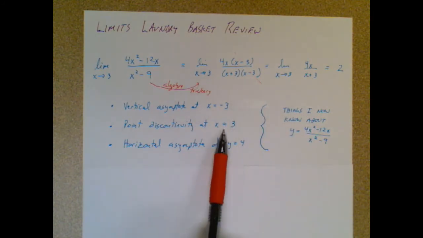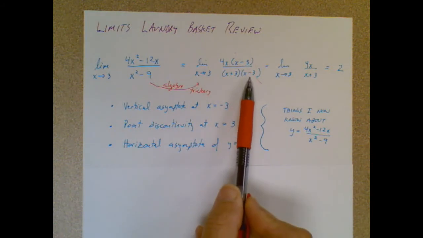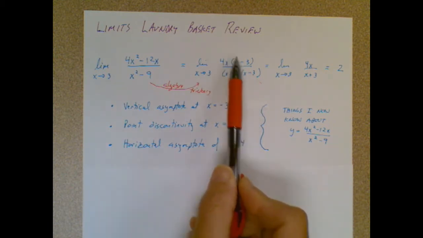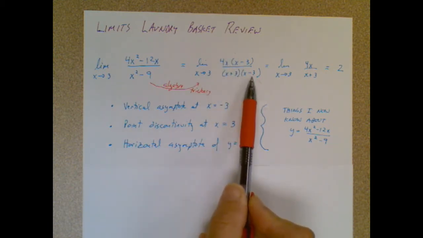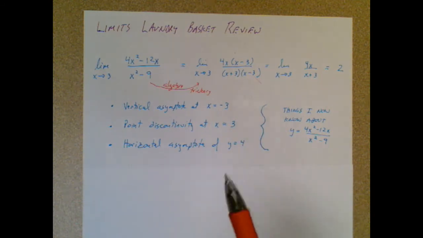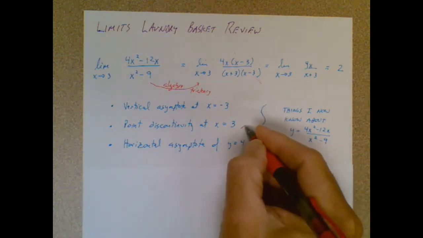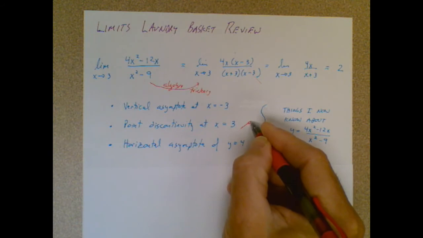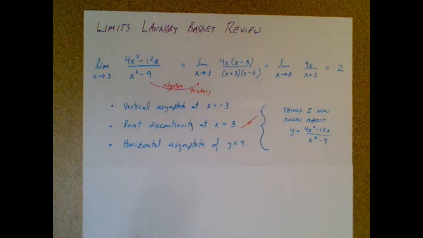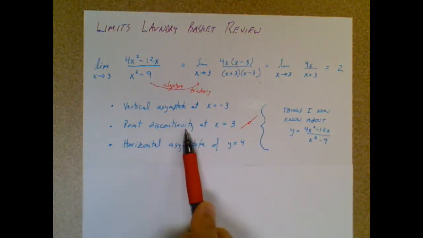But there's a point discontinuity at x equals 3 because x equals 3 was something that would have blown up the denominator, but its trouble spot got reduced away, making x equals 3 a point discontinuity. That's one of these things. So that's the difference between those two.